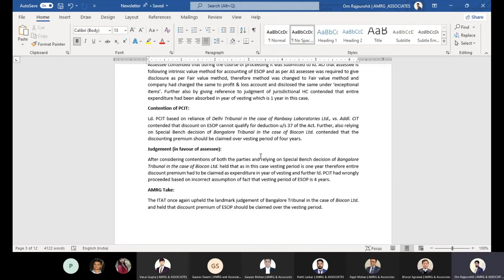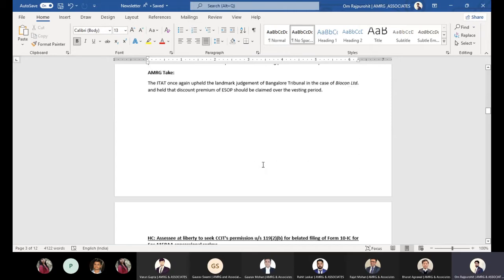So this ruling will be favorable, and the revenue cannot disallow the expenditure merely on the basis that the vesting period is only one year. So in that sense, this ruling is also very important.